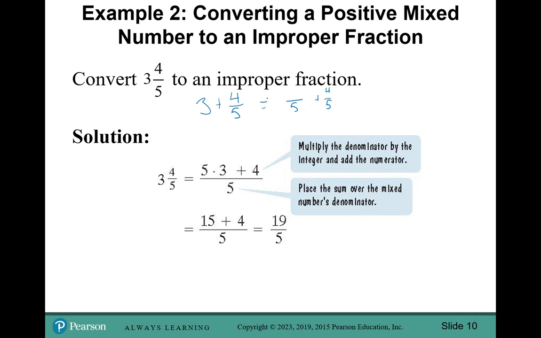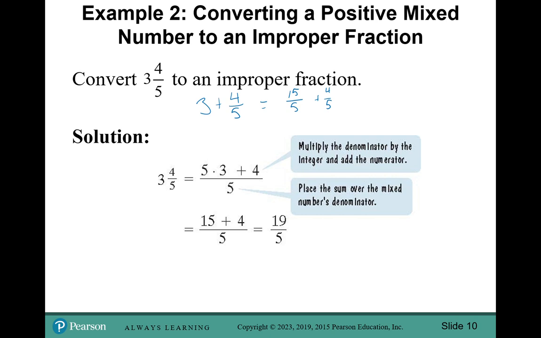In order to put this 3 into terms where it has a 5 as the denominator, I need to do 5 times 3, which is 15. 15 plus 4 is 19. Now written another way, we have 3 and 4/5. If we want to write that as one fraction, that's 5 times 3 plus 4. 5 times 3 is 15. 15 plus 4 is 19. We wind up with 19 over 5.